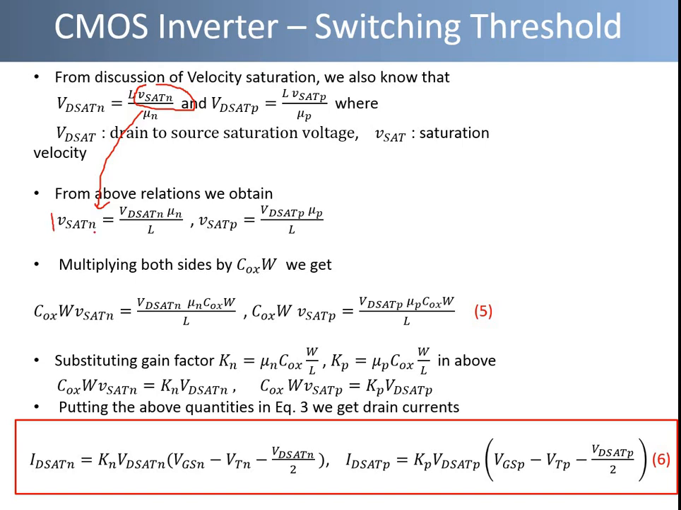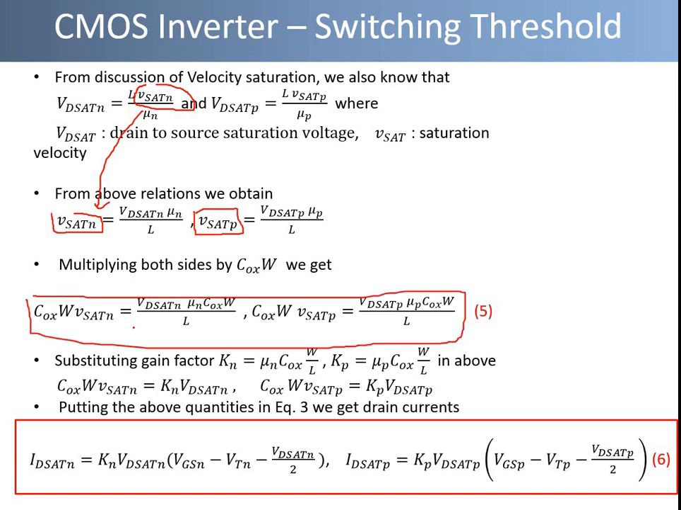Now we can obtain these values for NMOS and PMOS transistors. Now if we multiply both sides by COX and W, we get COX times W times V sat n equal to VD sat n times mu times COX W divided by L, and we can have two equations for NMOS and PMOS transistor.